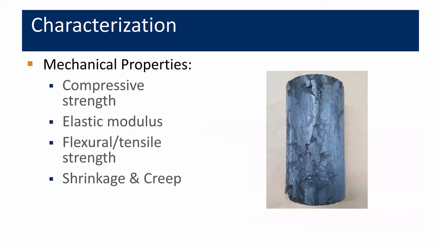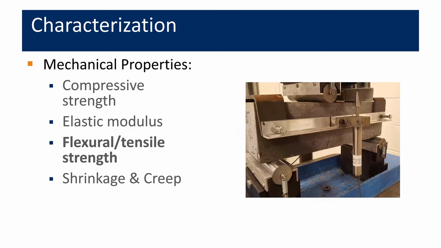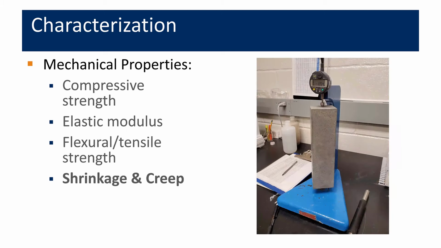In terms of mechanical properties, we can characterize the compressive strength and elastic modulus of the concrete. We can characterize the flexural and tensile performance of the UHPC. This is a picture of a flexural test that we've performed in our lab recently. And then we can also characterize the creep and shrinkage performance of the mixture. These are properties that are going to be very important when it comes to design with UHPC. And WJE is now accredited to perform all of these tests under ASTM C1856, which is a new standard that defines testing procedures for ultra-high performance concrete.